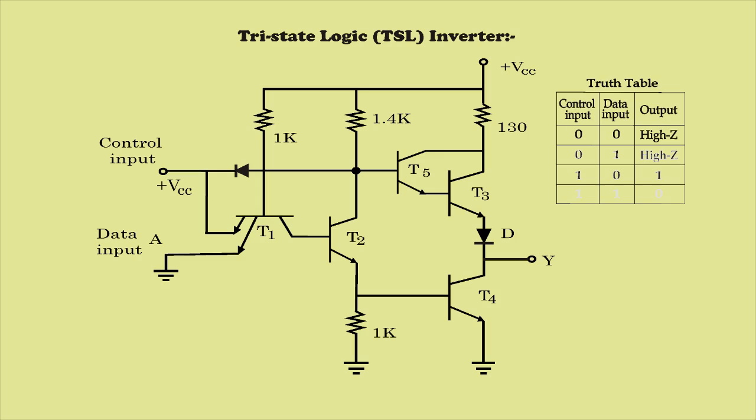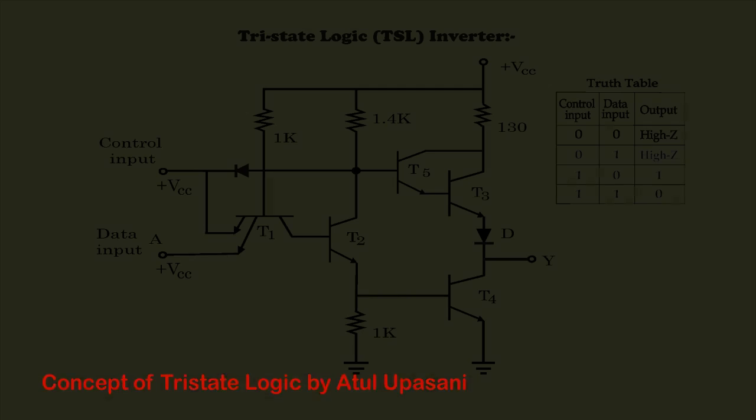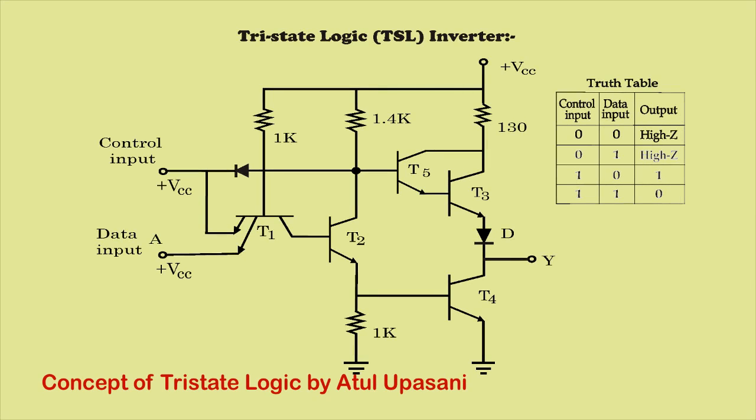So from the truth table, if the control input is connected to logic 1, and if the data input of this gate is connected to logic 0, we are getting 1 at the output, that is high at the output. So it will behave like a normal NOT gate if the control input is connected to logic 1. Now the last condition, if the control input is connected to logic 1 and if the data input is now connected to logic 1, let us see how this circuit will respond.